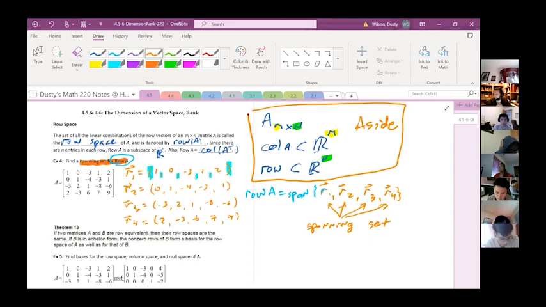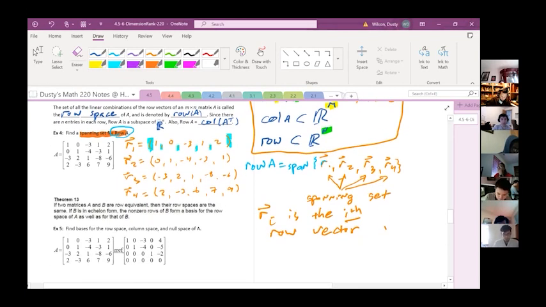Questions? So we asked, is R a vector? In this particular case, the R's are vectors. They're just row vectors. So Ri is the ith row vector. Good question. Other questions?